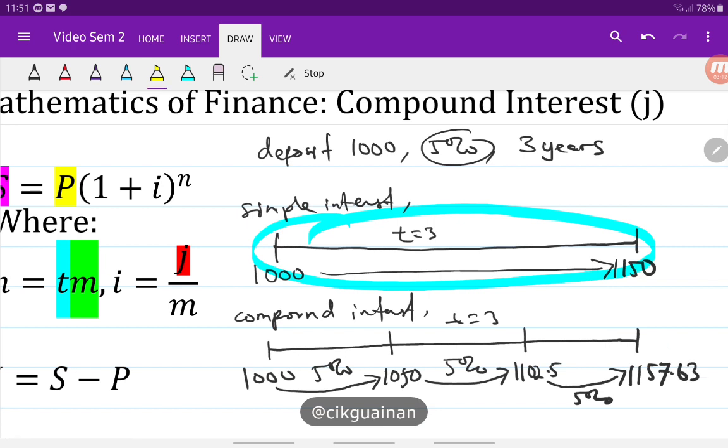Now you see, if it's compound interest, then the future value here is different from simple interest. So this is the difference between compound interest and simple interest. We calculate it so many times, that is why we call it compounded. This one compounded, this one compounded, become this one, because the principal for the next period is the interest from the previous one. That's why we keep accumulating.